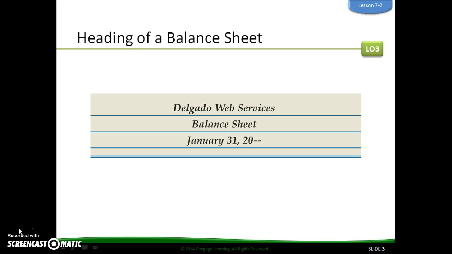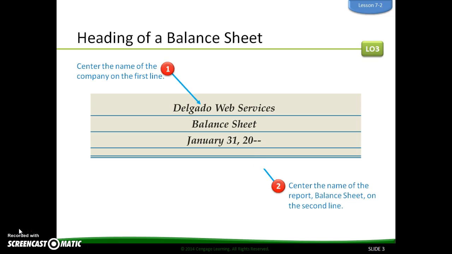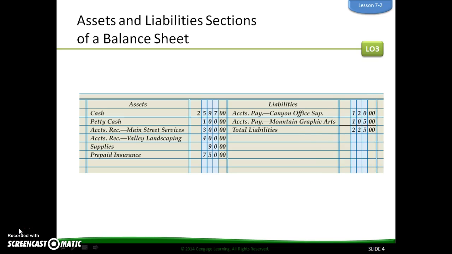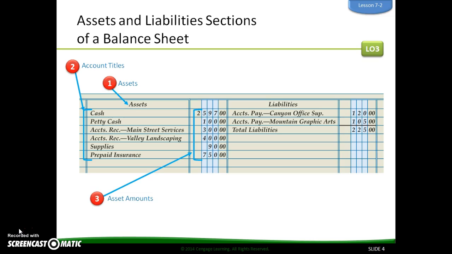So our heading for the balance sheet, again, you want to make sure you're always heading your reports correctly. Delgado Web Services, this is the balance sheet, and this is reporting information as of January 31st. Okay, so we're going to start out by looking at the asset and liability sections on the balance sheet. What you should notice is that over on the left, because that is the left side of the accounting equation, we have our assets. So we need to put in a title for all of our accounts. We're going to go ahead and list all of our account titles and the asset amounts.